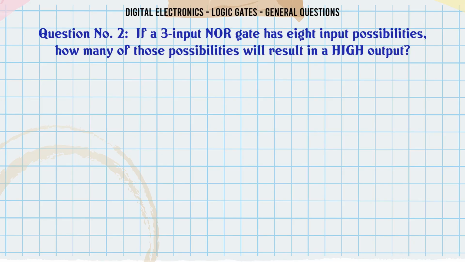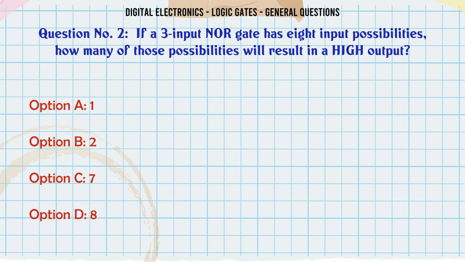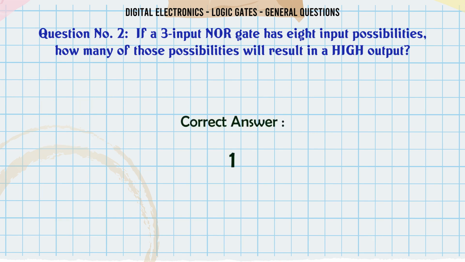If a 3-input NOR gate has 8 input possibilities, how many of those possibilities will result in a high output? A) 1, B) 2, C) 7, D) 8. The correct answer is 1.